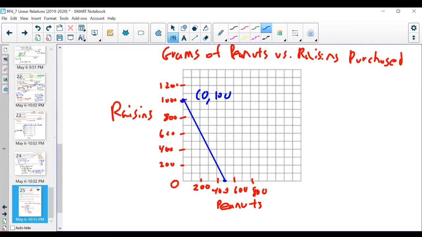I'm really struggling with the number 1000 today. 0, 1000. So that means that my B value is equal to 1000. So B is equal to 1000.